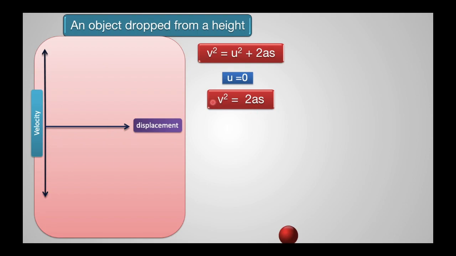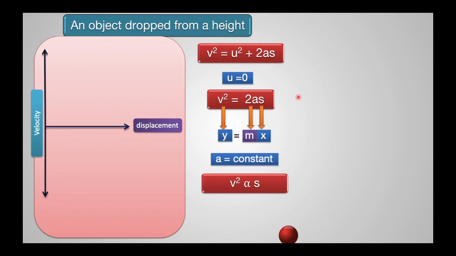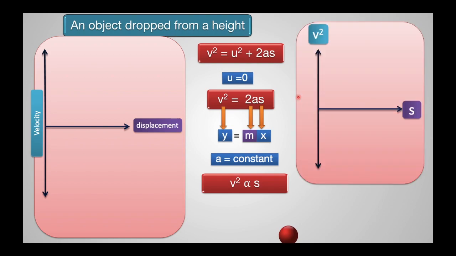If you equate this equation to y equal to mx, the equation for a straight line. Since acceleration is constant, the equation reduces to v square is directly proportional to s. That means if you plot v square against s, velocity square against s, according to this equation, it should be a straight line passing through origin because they are directly proportional. But velocity and displacement are not directly proportional. So the graph will not be a straight line, so it should be a curve.